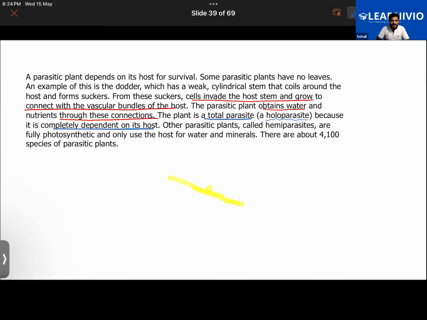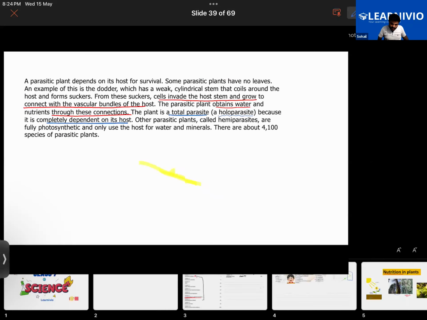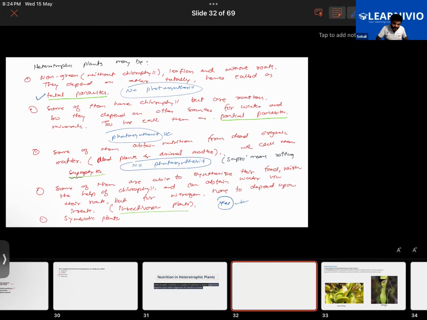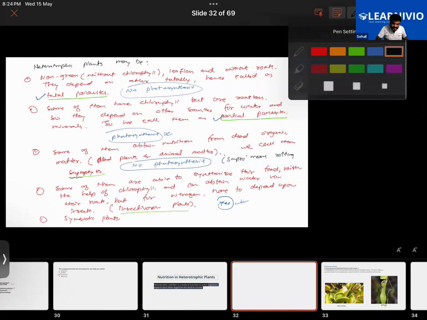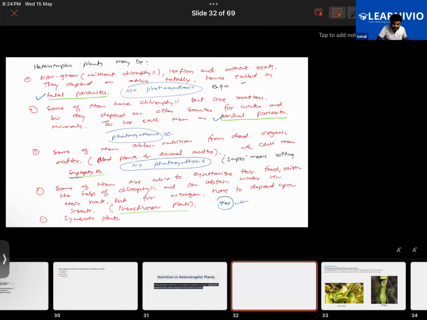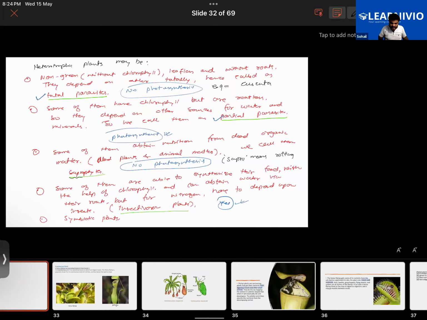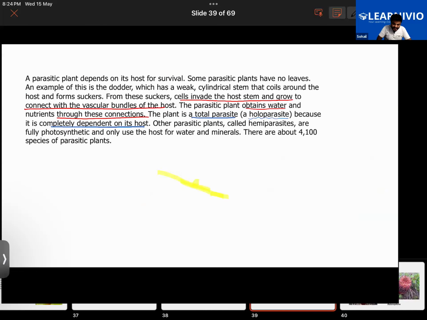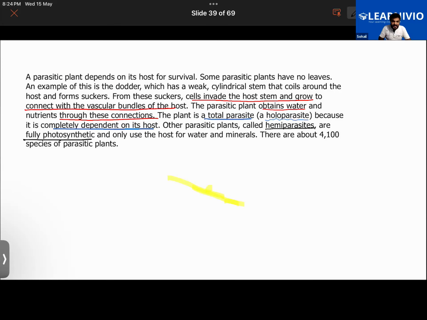Now you will be having some other parasitic plants. If you can recall the discussion which we had in the beginning, we did discuss that there would be total parasites and there would be partial parasites also. What is an example of a total parasite? We have the example of cuscuta. Then you would be having some examples of partial parasites also. Other parasitic plants, called hemiparasites, are fully photosynthetic. They are able to carry out photosynthesis, but in order to meet the requirement of water and minerals, they would be depending upon the host organisms. Is that much clear to everyone or not?